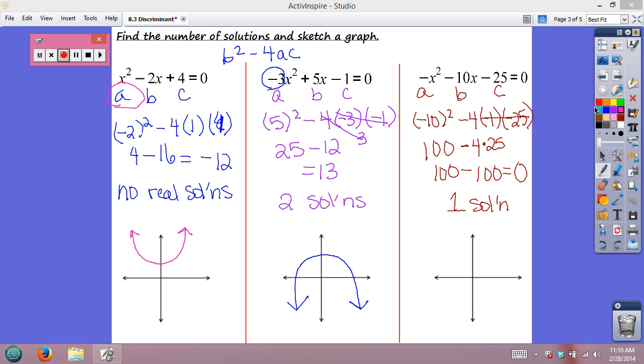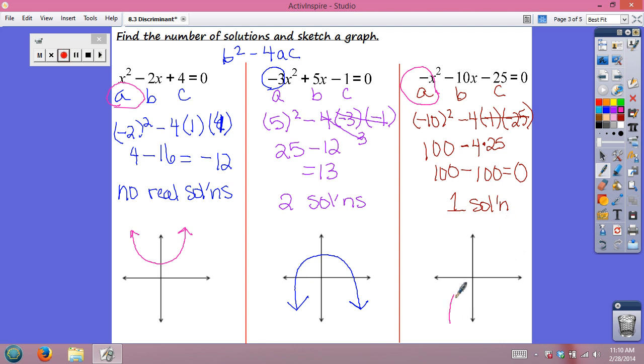So once again, before we sketch this graph, we need to take a look at our a value, which we can see is negative. So our graph is going to be pointing down and only touching the x-axis one time. And so our graph is going to look very similar to this.